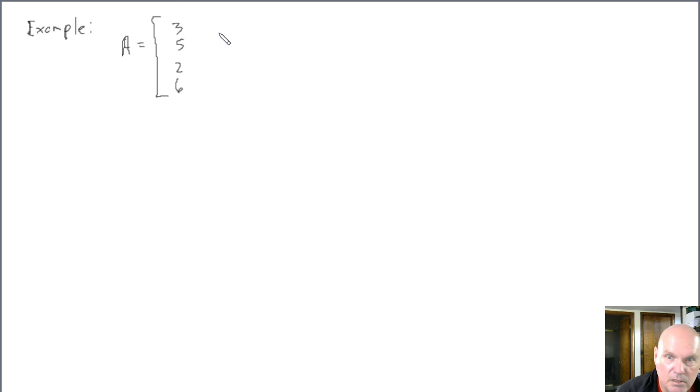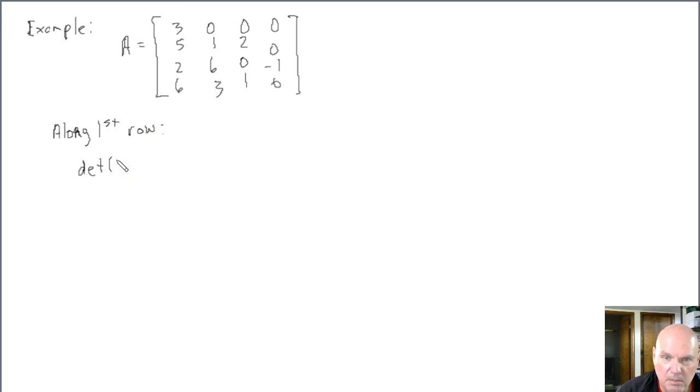3, 5, 2, 6, 0, 1, 6, 3, 0, 2, 0, 1, 0, 0, minus 1, 0. Okay, and I see here the first row has only a single non-zero element. Alternatively, the last column actually has a single non-zero element. So I could do the cofactor expansion along either the first row or this last column, but let's just do it along the first row. You might want to show that you get the same result by using the last column.